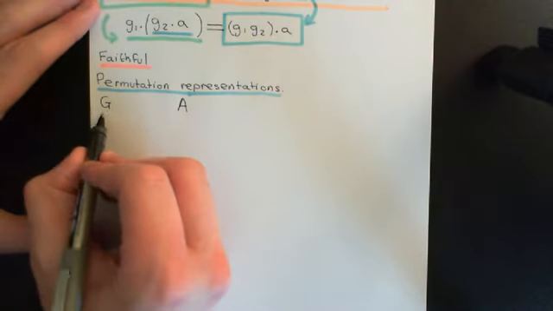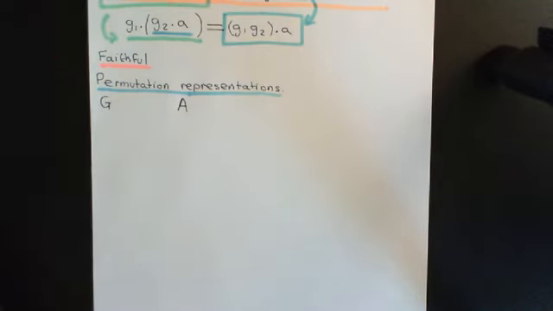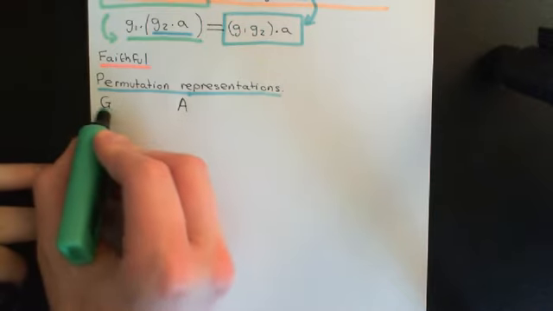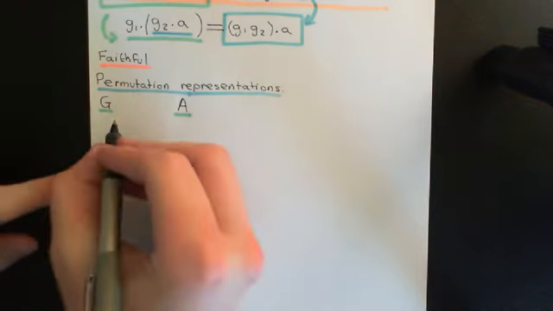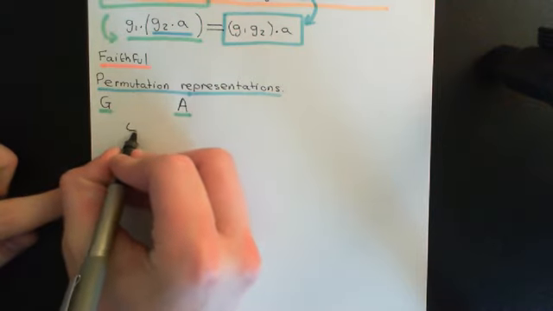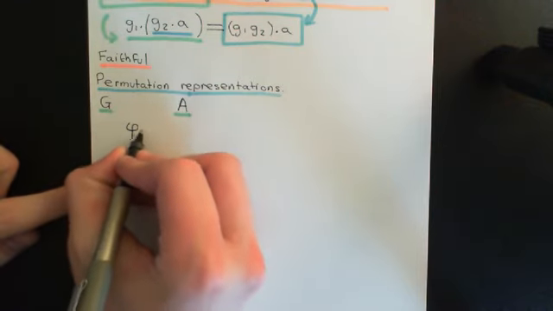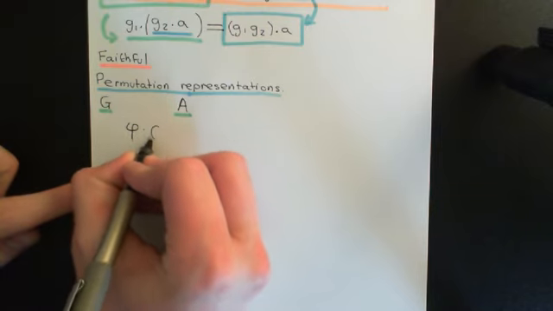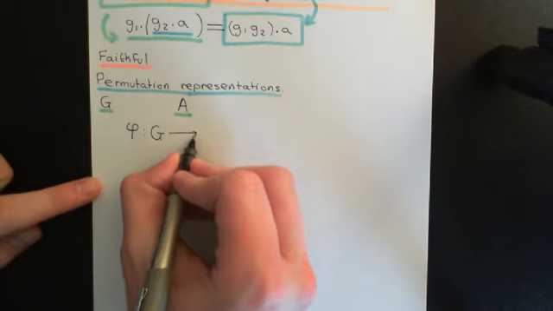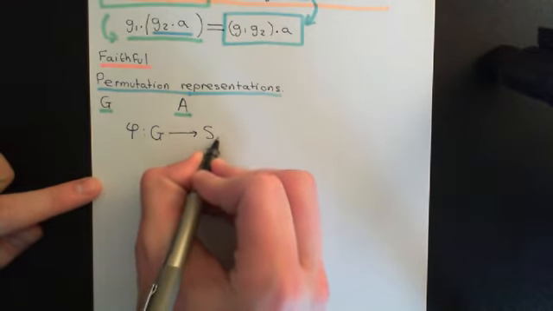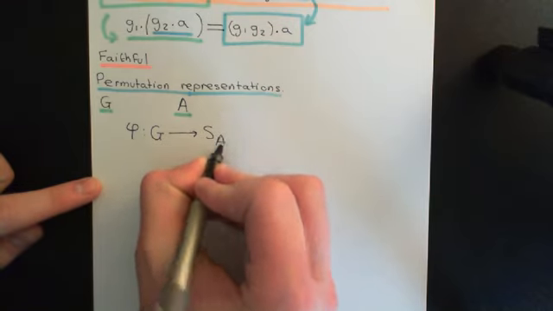We're trying to associate the elements of the group capital G with set permutations of the set capital A. A permutation representation is going to achieve this, but in a different way to how a group action achieved it. A permutation representation is a mapping phi, which is going to map the elements of the group onto elements in another group, which is the symmetric group on the set A.